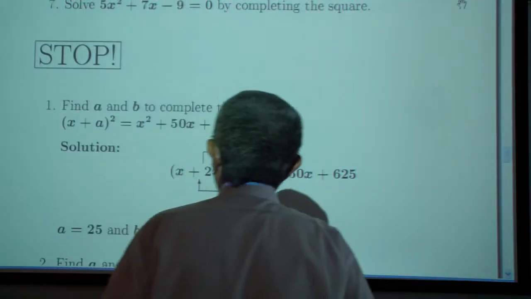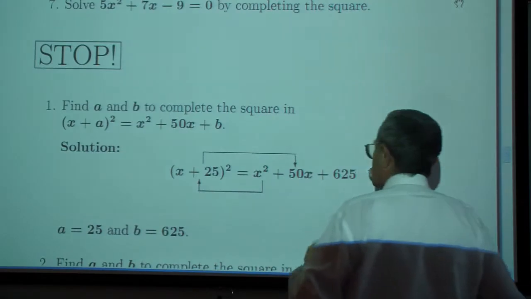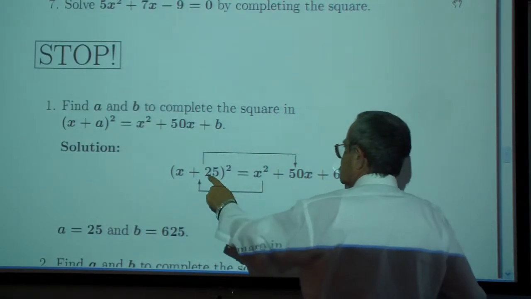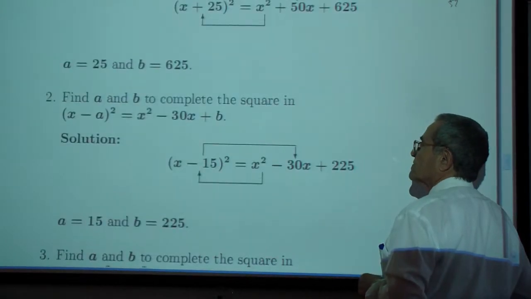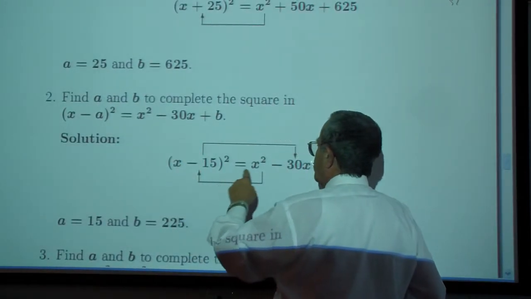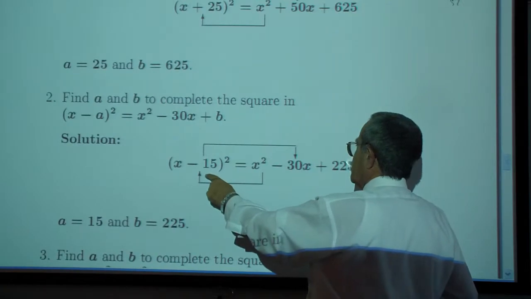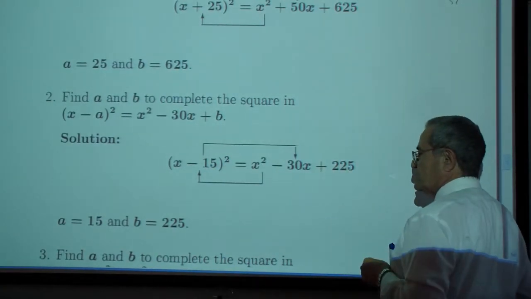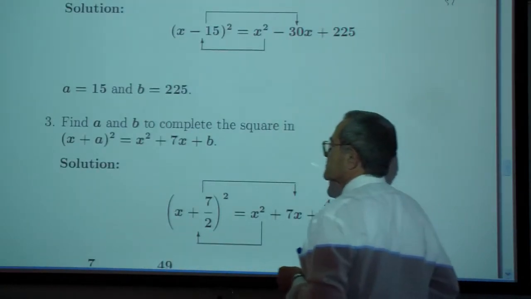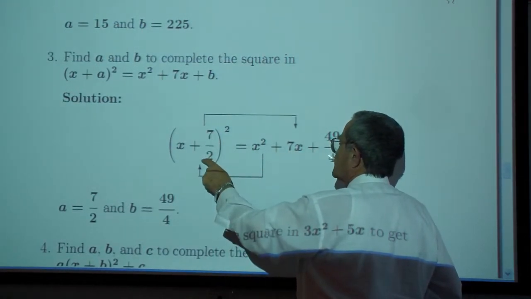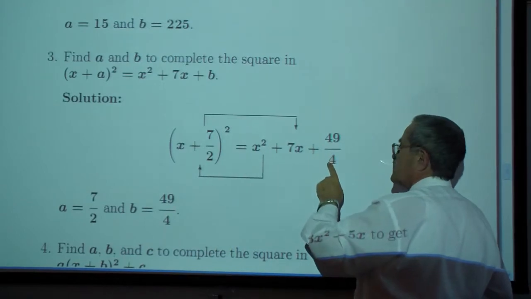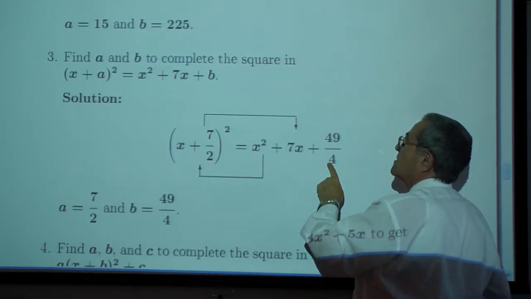We want to solve exercise 1. 1/2 of 50 is 25, and 25 squared is 625. 1/2 of 30 is 15, and 15 squared is 225. 1/2 of 7 is 7 over 2, and 7 over 2 squared is 49 over 4.